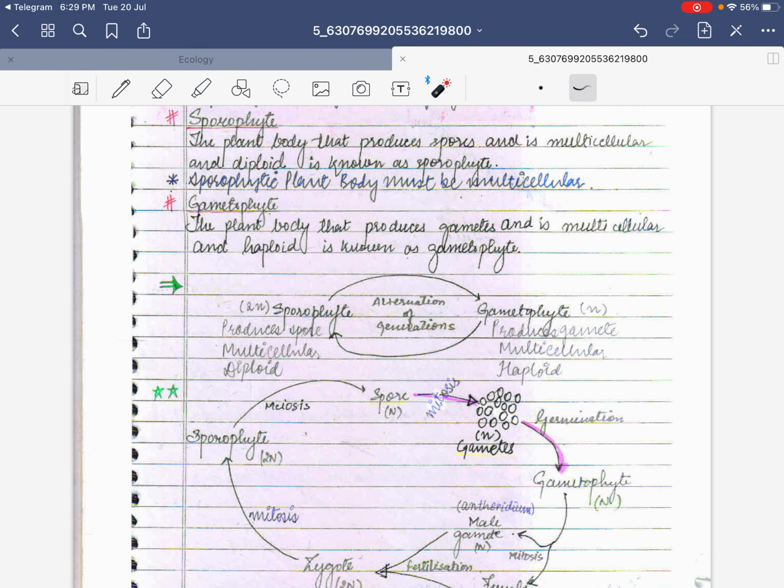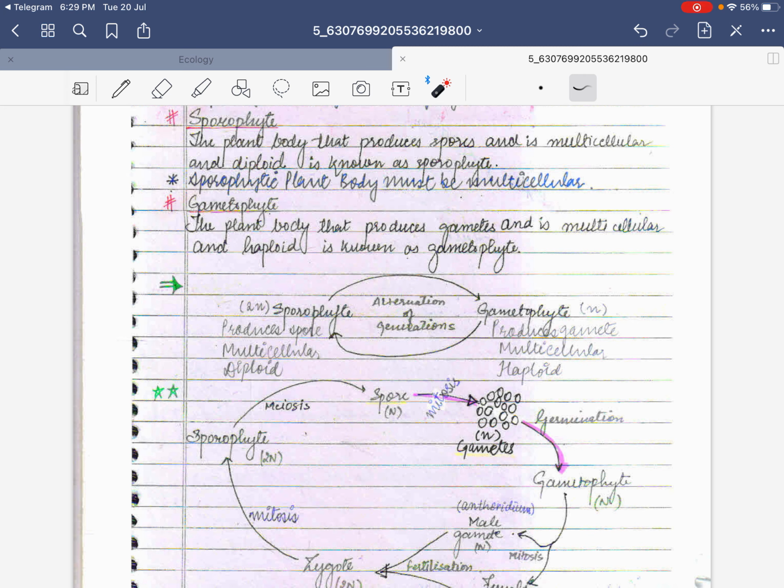What we shall know about the sporophyte. The plant body that produces spores and is multicellular and diploid is known as a sporophyte. The sporophytic plant body must be multicellular, right? What about the gametophyte? The plant body that produces gametes and is multicellular and haploid is known as a gametophyte.